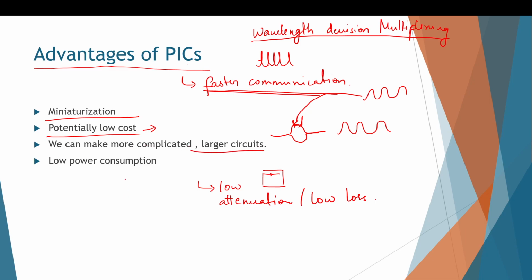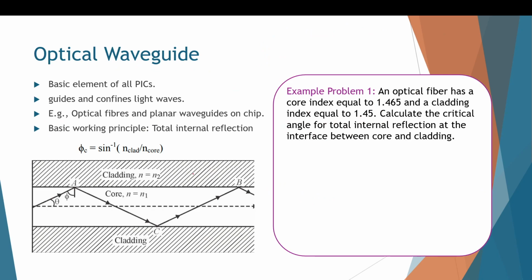Yeah, we can make larger circuits, and as you said, low power consumption. So I was actually comparing with fiber optics, so I wrote these 4 points. But if you compare it with electronics for certain applications like communication, obviously it's also faster than RF. Yeah.